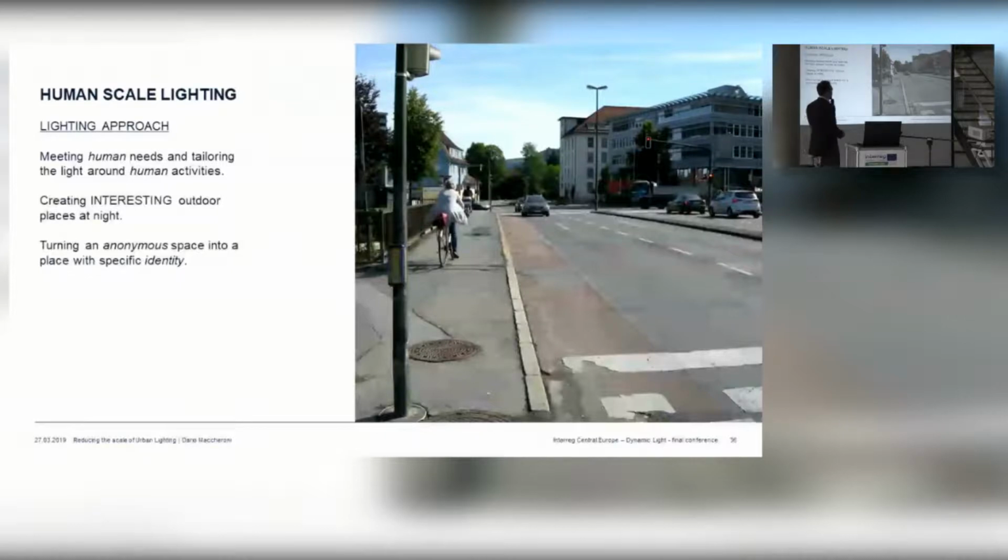This was just a bridge in a city in Austria. It was mainly a bridge for cars. People didn't recognize this as an identity place, as an interesting place. They just passed by and that's all.